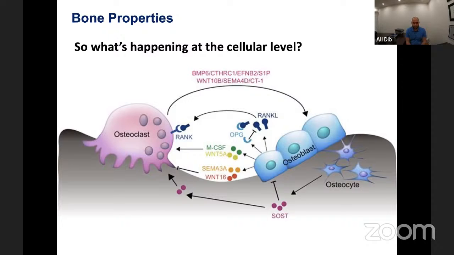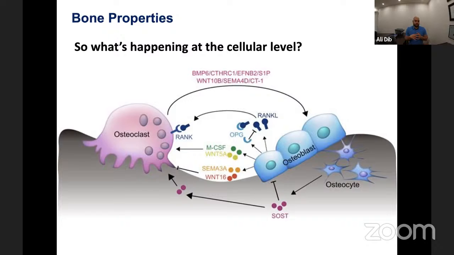The most common ones that we talk about are the ACL, PCL, MCL, and LCL. Anytime you have those kinds of strains, they don't heal really well, which is why you typically need to do a reconstruction for a ligament. So that is the hierarchy.